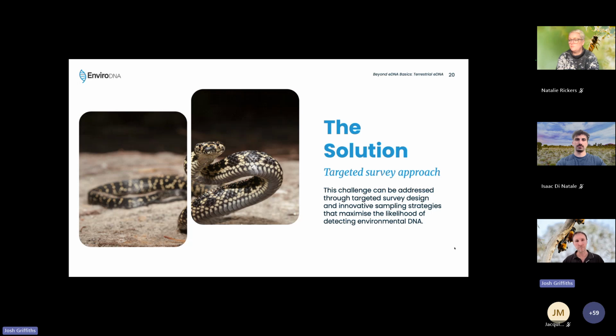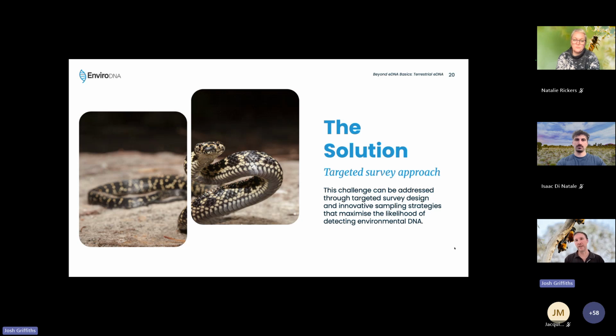The important thing, and even more important in terrestrial environments, is really thinking about your species of interest or your group of species of interest, their ecology, their behavior, their movements, how they might interact with other species. Are there key predators of your species of interest that we should be targeting? And using this information to target your sampling locations to areas of the highest activity so you can improve your chance of capturing that DNA.